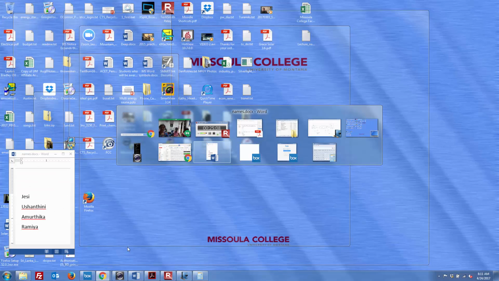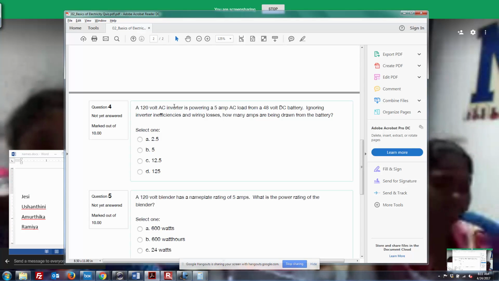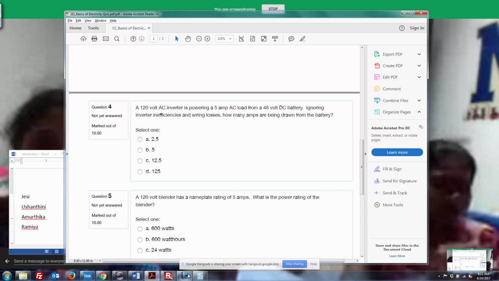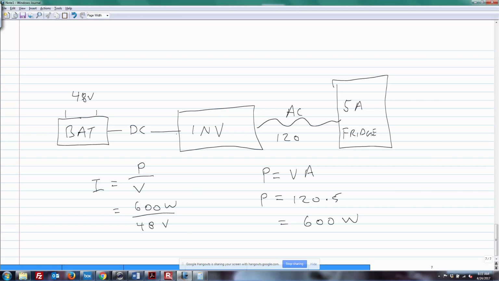So we were asked to find, a 120 volt inverter is powering a 5 amp load from a 48 volt battery. This one's a little bit more challenging, but I've drawn it up here. So we've got an inverter that takes DC current, direct current, from a battery, and the battery has a voltage of 48 volts.